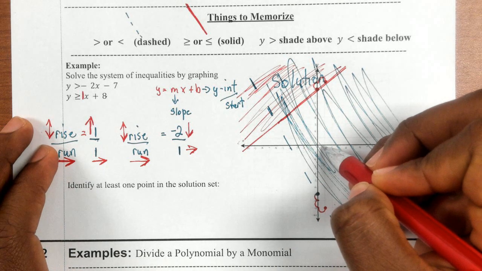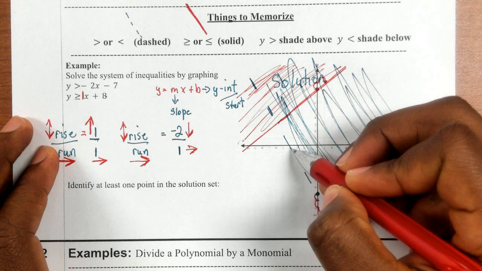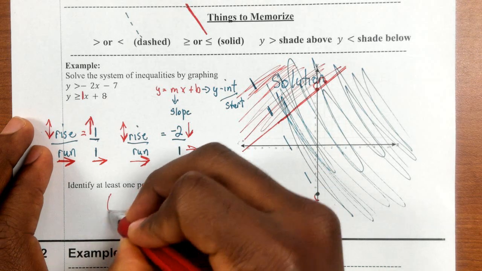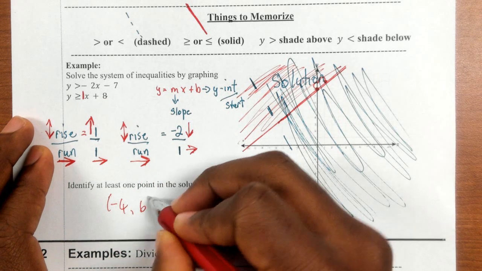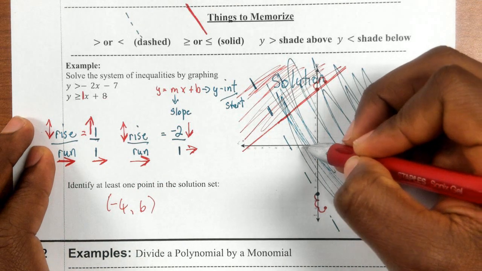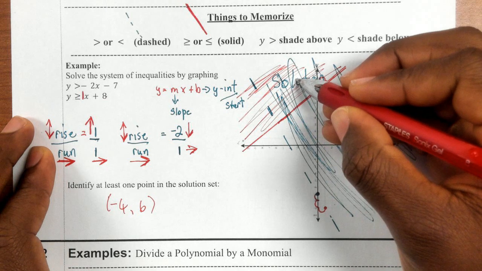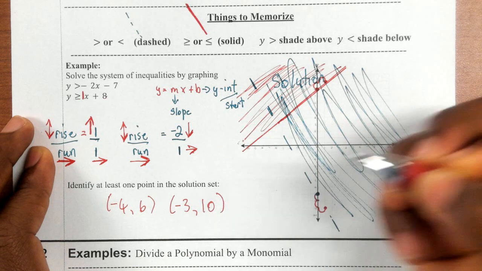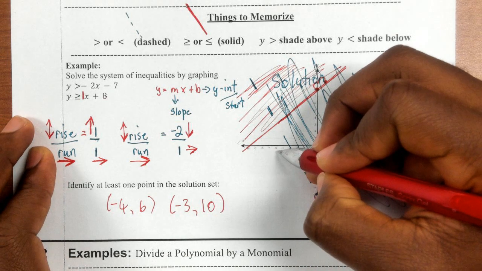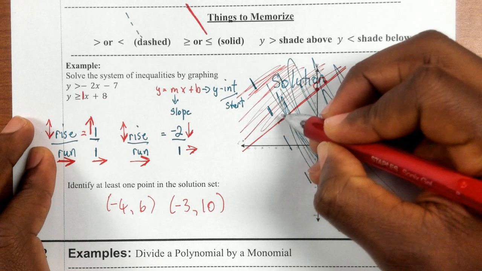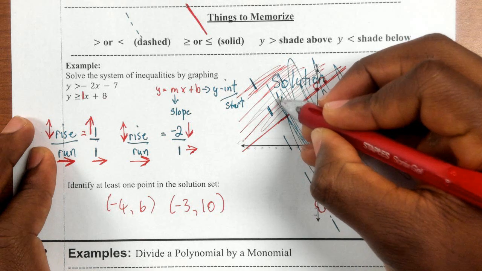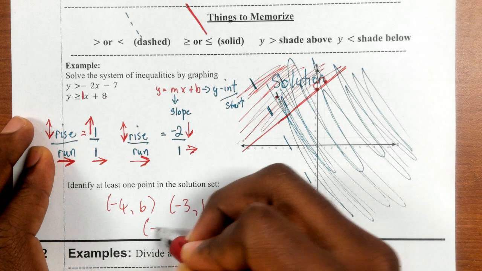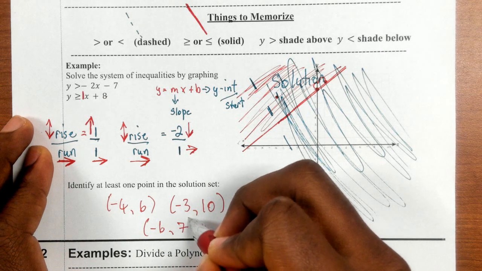A solution that could fall in there is when x is -4 and y is 6. So (-4, 6) works. Another solution could be (-3, 10). So (-3, 10) works. And another solution could be (-6, 7). So (-6, 7) would be right here. Again, any of those would be solutions.